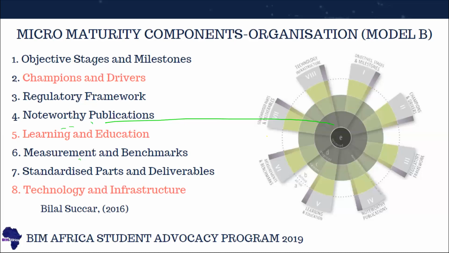So if you look at these 8 criteria, if you were going to do this at the macro level, you wouldn't have to choose all of them. You might choose just 3 of them, like champions, learning and education, and technology infrastructure, to see how well you do. Okay, regulatory framework, to see if there are any regulations in terms of how people are working regarding BIM, like nationally, in an organization, or in a small SME. Noteworthy publications.